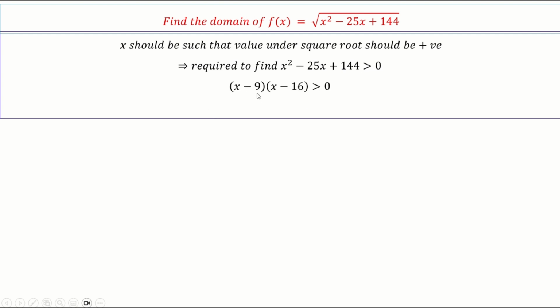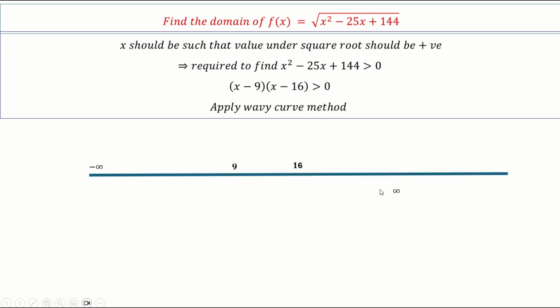So x minus 9 into x minus 16 is greater than or equal to 0. So apply the wavy curve method, very easy. From minus infinity to infinity. For this wavy curve method, I already explained it in the sets class, so you can refer to the earlier video, the first video. 9 and 16 are the two roots. From 16 to infinity, this expression is positive. So the curve starts from the top, and at 16, because the power is 1, it will come down. It will change direction. And at 9, the power is again 1, so the curve will change direction and go up.